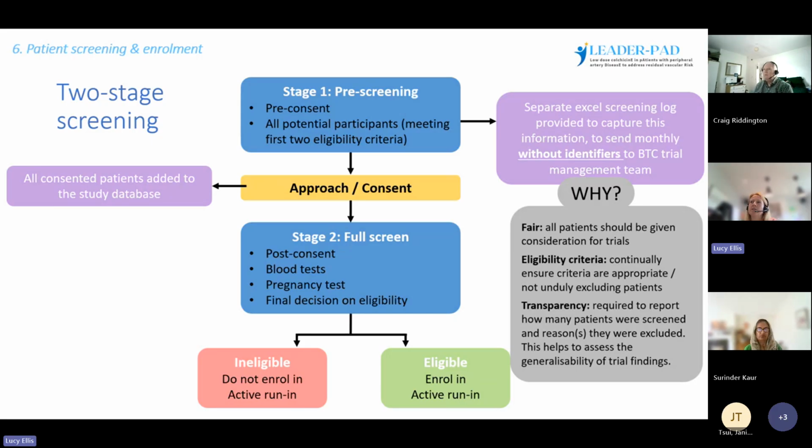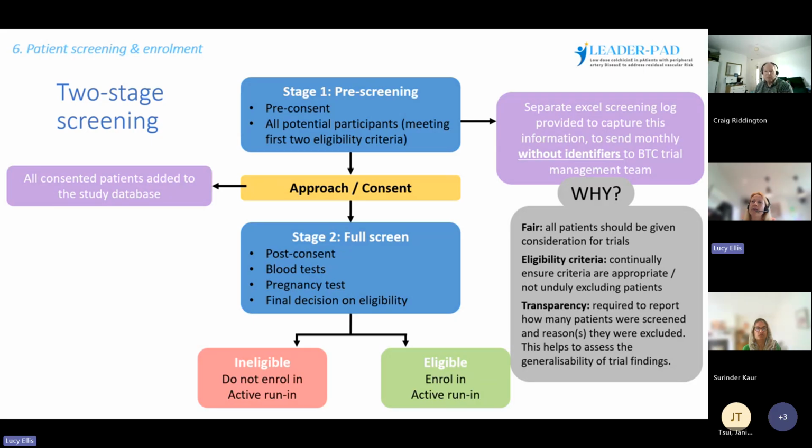Participants are then provided with the study information and approached for consent. All consented patients are added to the study database. And you find with consented patients, they may need to undergo a final eligibility check. So they might need a blood test for eGFR if they haven't had a recent one. It's 3 months for outpatients and 72 hours for inpatients. And they may also need a pregnancy test if they're a woman of childbearing potential.